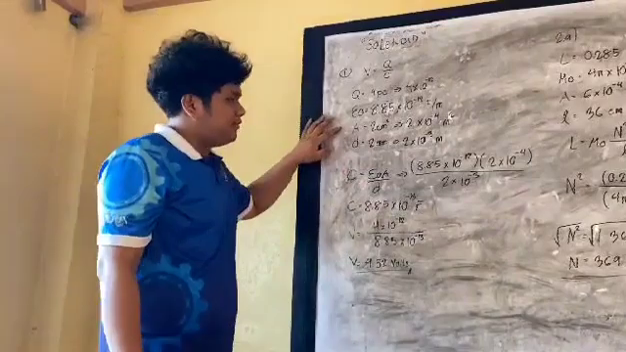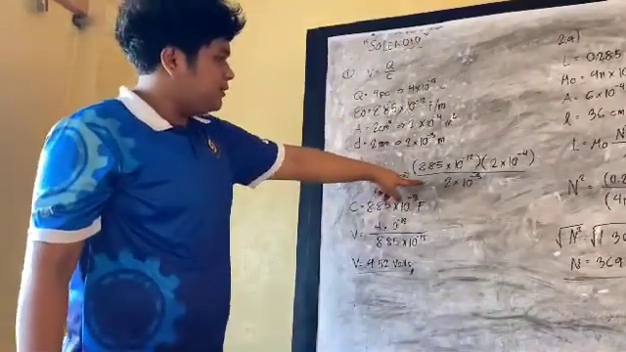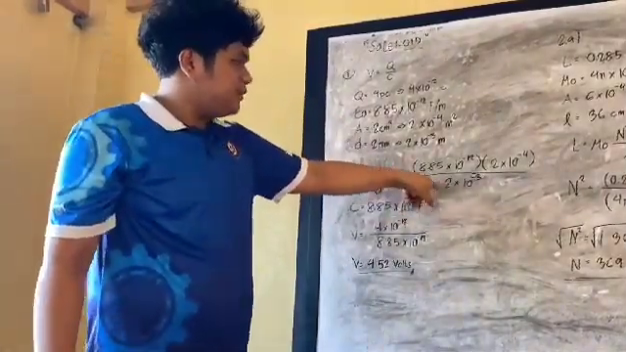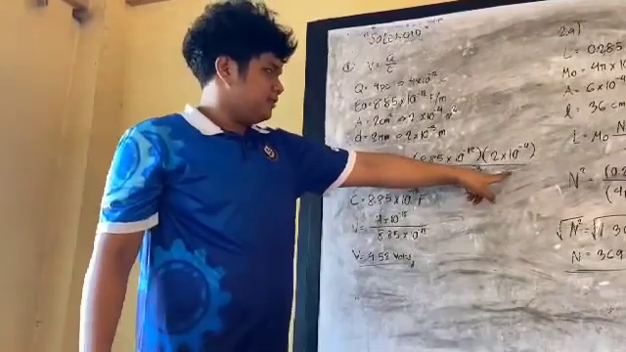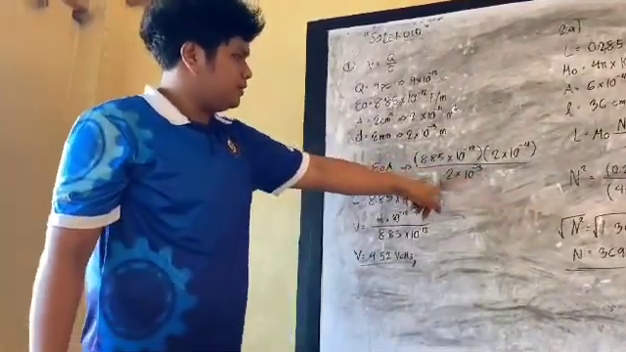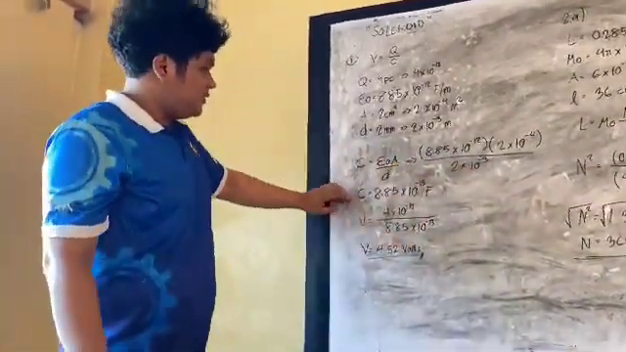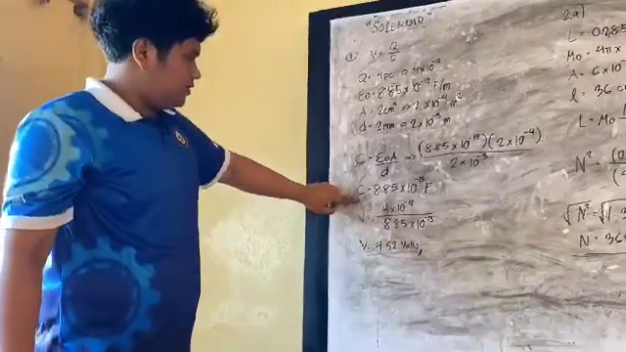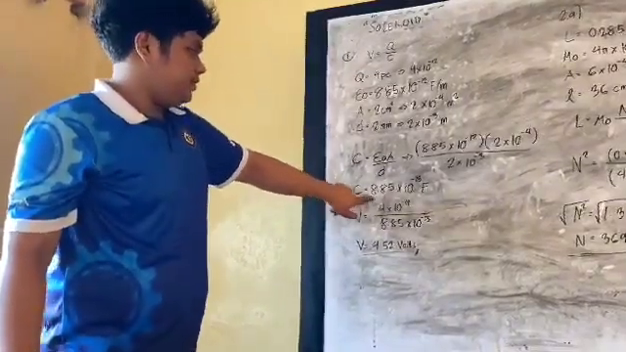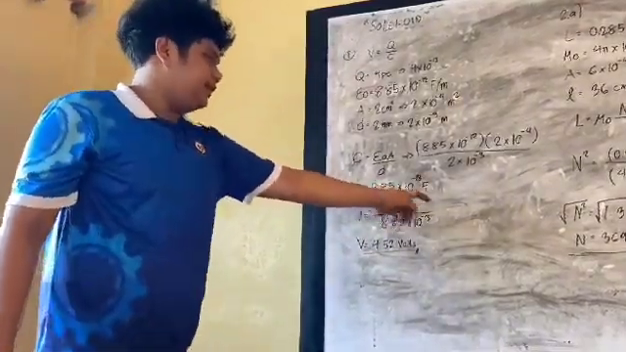We just substitute the values, which is 8.85 times 10 to the negative 12 times 2 times 10 to the negative 4 over 2 times 10 to the negative 3. Let's calculate this. The value of C is 8.85 times 10 to the negative 13 farads.